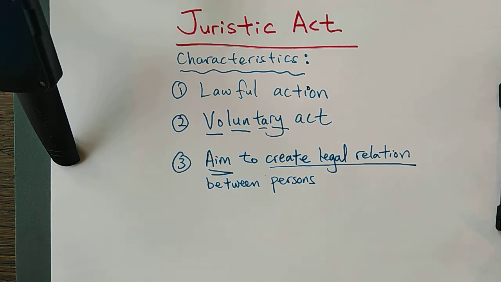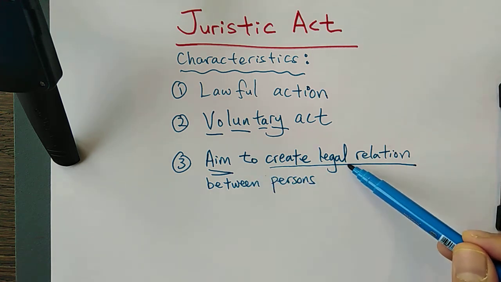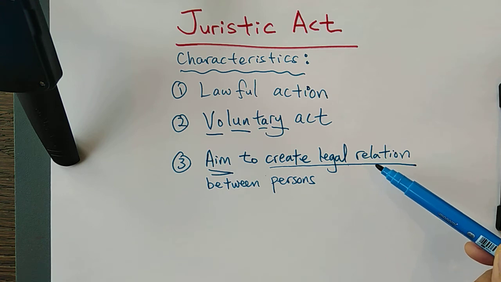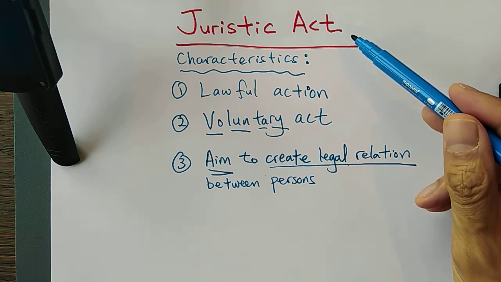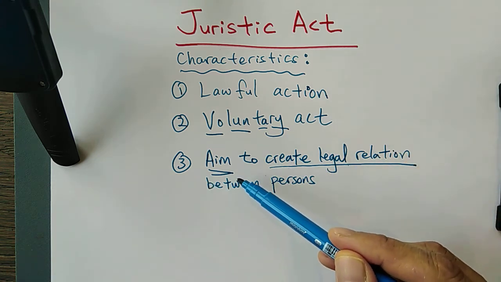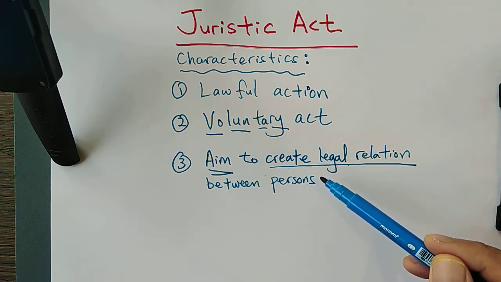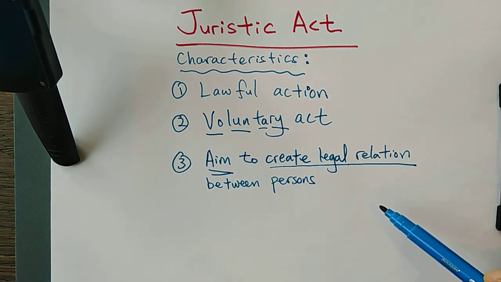For example, you take out a contract, you ask another person to sign. Right? You send a contract by email as an attachment file to the other person to sign. This is an action done with the aim to create the legal relationship. The legal relationship here is the contract. So, a juristic act must also be an action that is carried out with the aim to create legal relationship.